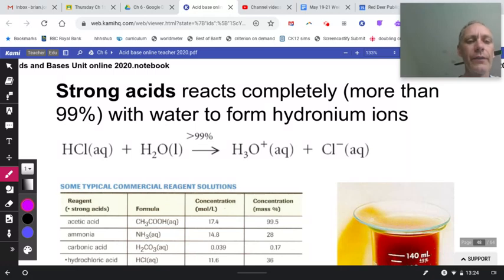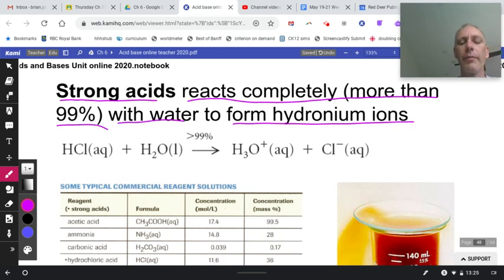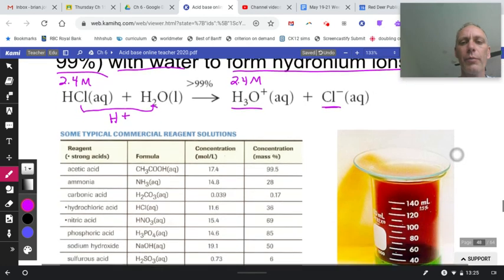So the definition of a strong acid is any substance that reacts completely. By completely, we say greater than 99% with water to form hydronium ions. And if we want to add our little H plus in there to show the transfer of the proton. So the acid gives the proton to water, making hydronium, and there's what's left of our acid. And if we started with 2.4 mole per liter at greater than 99%, we would get all of that as our product, 2.4 mole per liter.